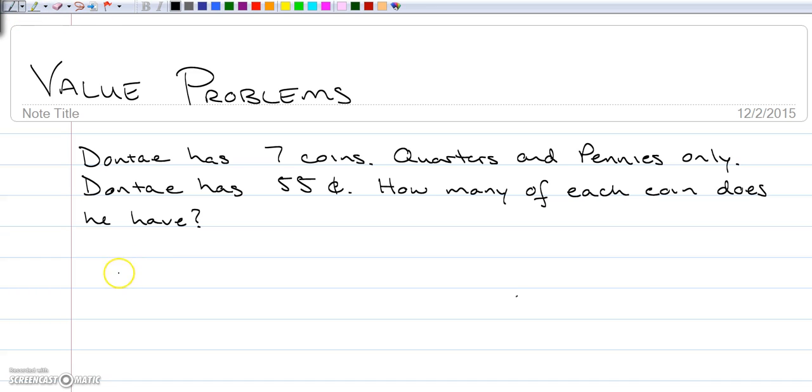Let's let Q equal quarters. So if that is my first variable, if I'm defining my variables, what's my second variable going to be? Yes, it's going to be the pennies. What letter would you like to use, Jeff Stoops? P.